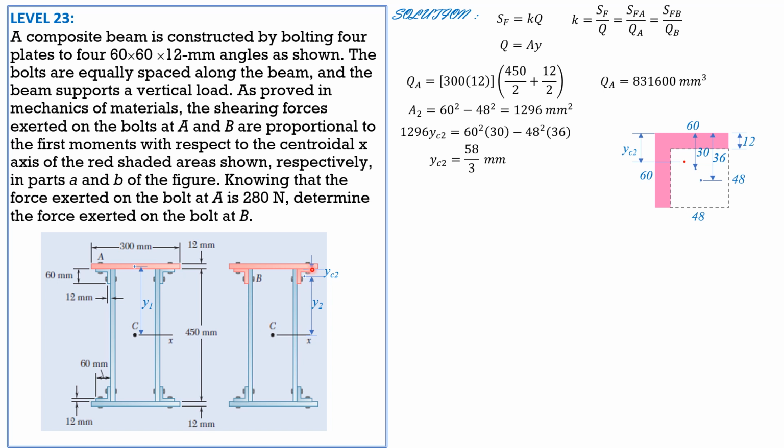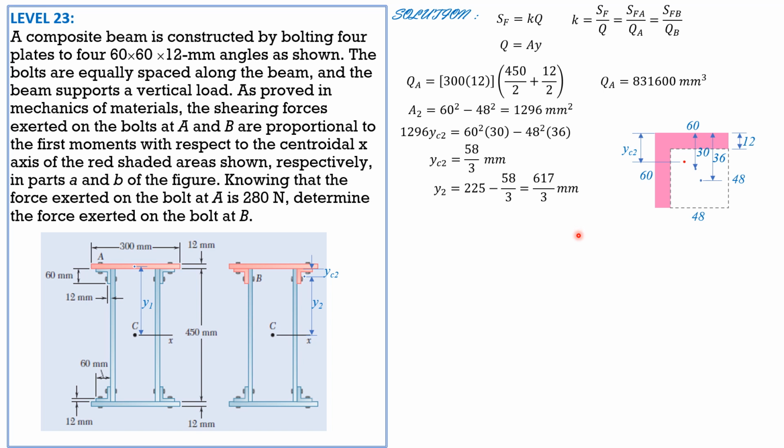Having computed y sub c2, we can now compute the distance of the centroid of the area of the angle to the centroidal x-axis, and that is y2. So y2 is 450 over 2, or 225, minus y sub c2, where 225 is half of 450. Then 58 over 3 is y sub c2. So 617 over 3.